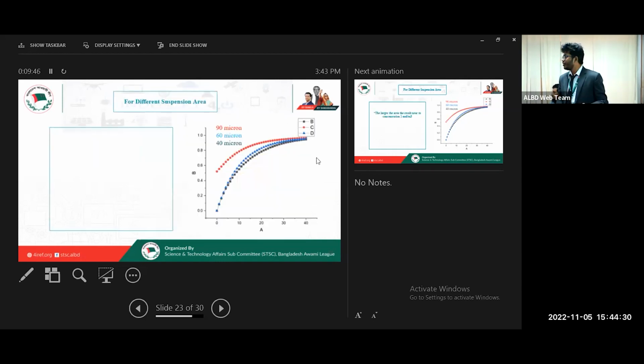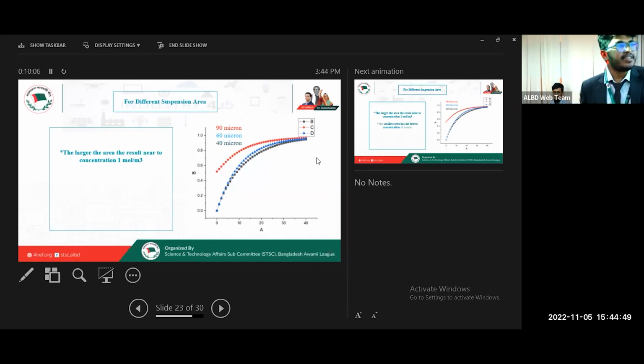And finally, we have got the results for different parameters for different suspension area types: for 40 micron, for 60 micron, and for 90 micron. The concentration is different. For the 40 micron pore, the square is shown, and we have seen that for 40 and for 60, the concentration from start to end is equal, but for the 90 micron pore, the circle is not equal.